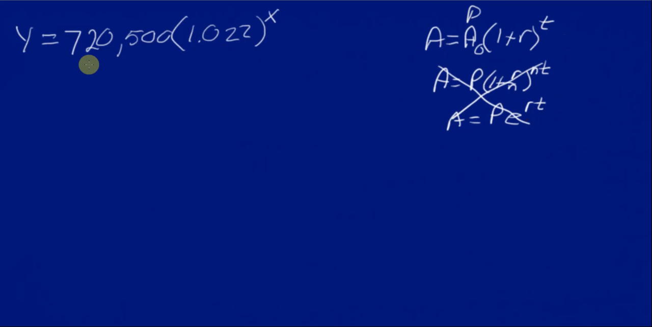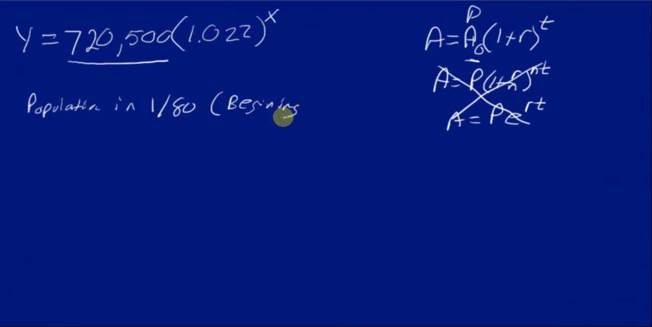So part A asks, well, what is this number 720,500? Well, that's my beginning amount. So that would be the population in January of 1980, your beginning amount.